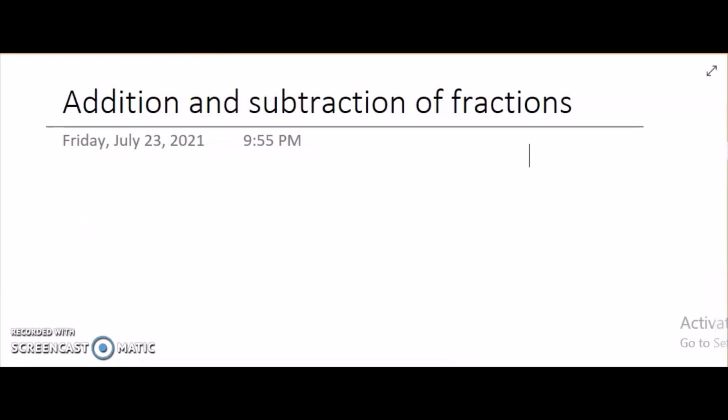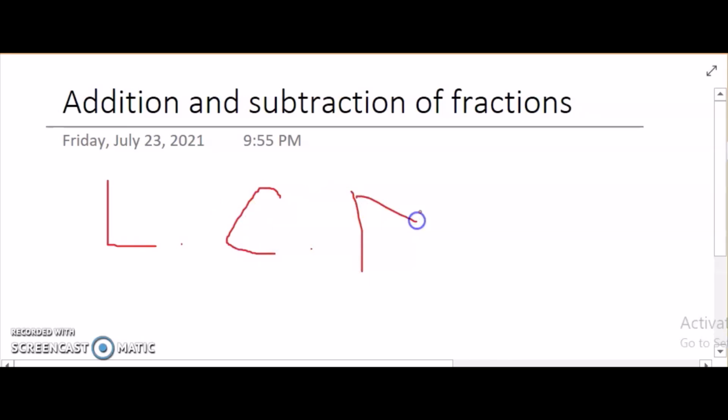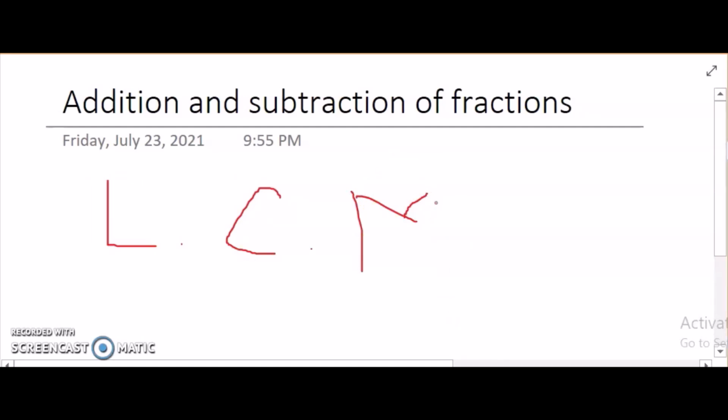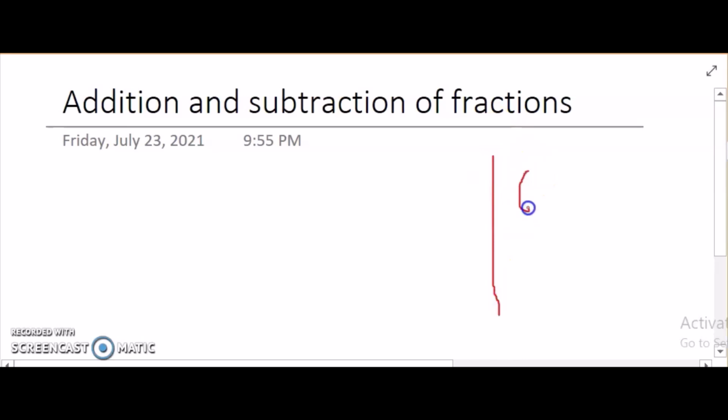Now, when doing addition and subtraction of fractions, we use LCM, which stands for lowest common multiple. So I'm going to explain LCM a bit. Okay, so let's try and find the LCM of 64.